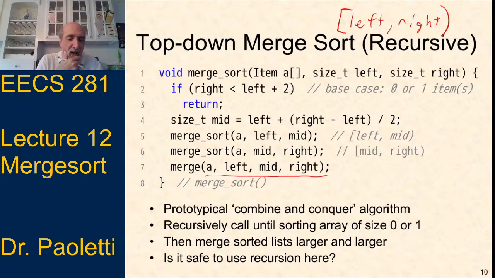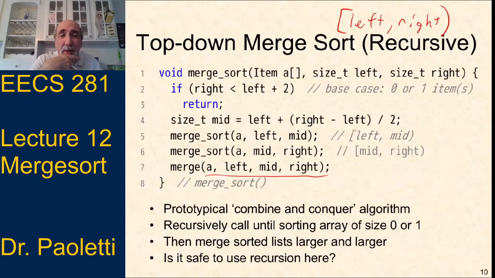Now it says at the bottom that it's a prototypical combine and conquer. So really the order of operations is conquer and combine. But because we called it divide and conquer, someone decided to call this combine and conquer.